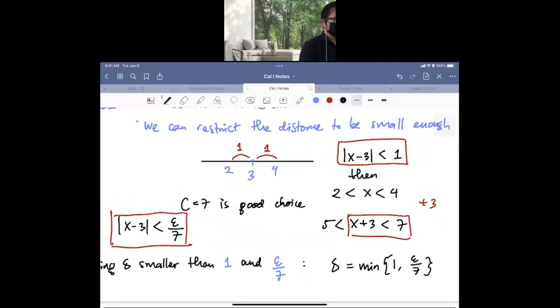Sometimes in the future, when you have an interval and then you have min or max, it means that it will take the smallest number from this interval. Or if taking max, then it will be taking the largest number from the interval. Okay.